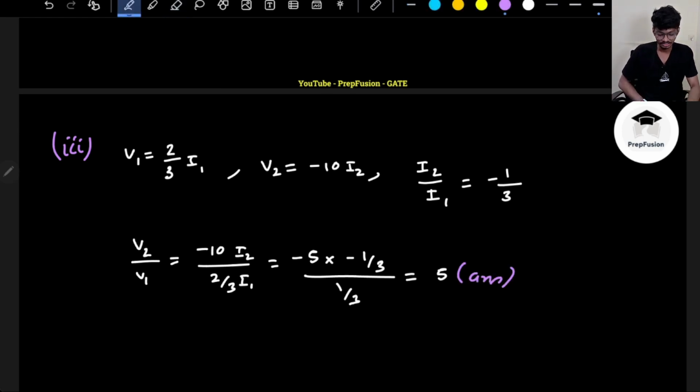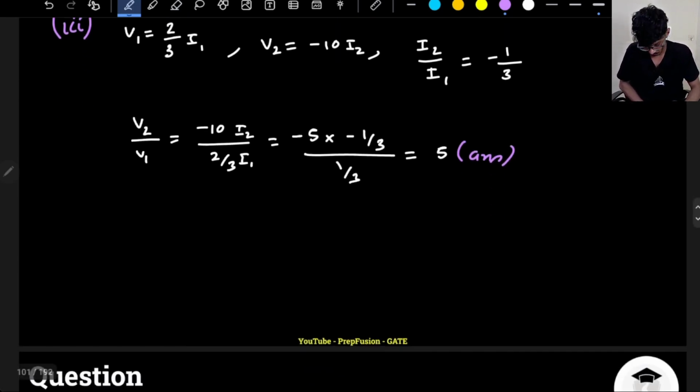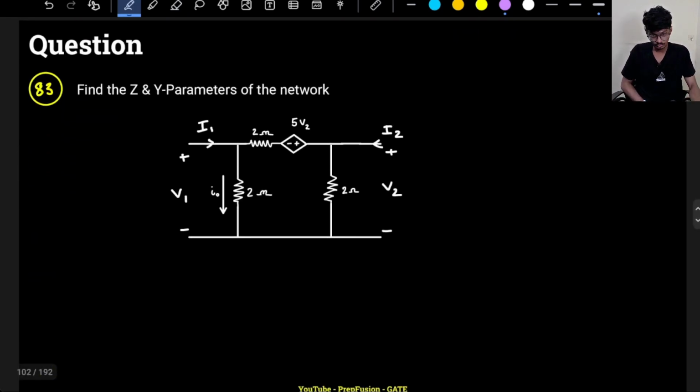So these kinds of questions are not that difficult. I think you will be able to solve it. So this is the last question, I guess, that we have to know. This is not the last question, there are a few more questions left. So this is one of the questions where we have to find out the Z and Y parameters.